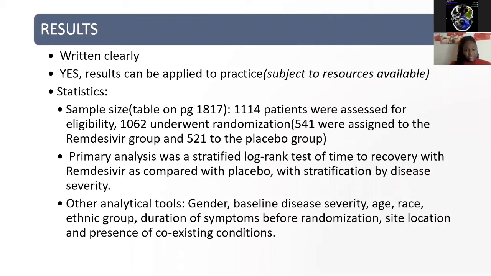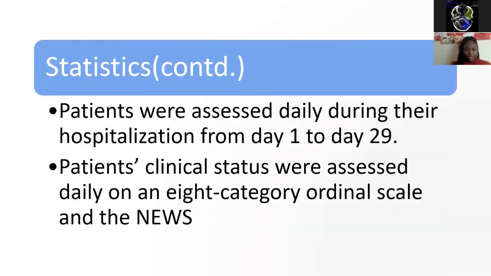And for the statistics and the sample size, there's a table on page 1817, more like a flow chart, where it listed that 1,114 patients were assessed for eligibility. Now, if you recall, the inclusion criteria was all adults hospitalized with COVID-19 and with evidence of lower respiratory tract infection. That was the inclusion criteria. Now, out of this, 1,062 underwent randomization.